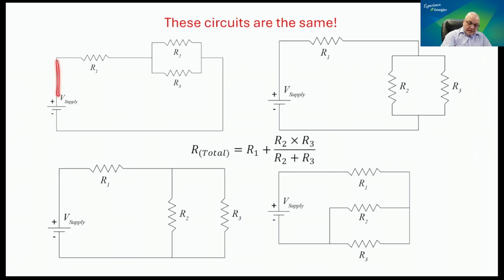So for example, between nodes 1 and 2, you have resistor R1. In every diagram, between nodes 1 and 2, you have R1. And if you continue between nodes 2 and 3, you're going to see that they are the same thing.